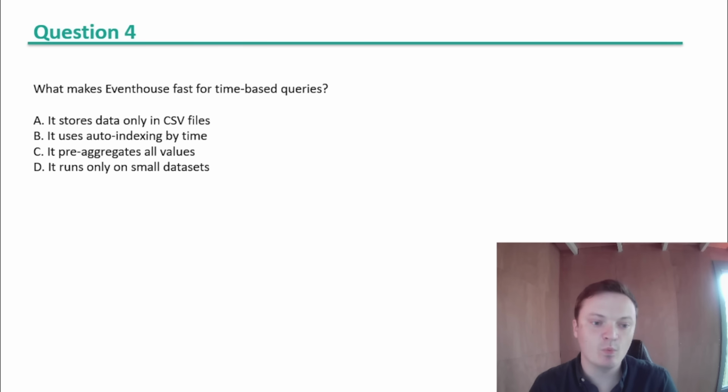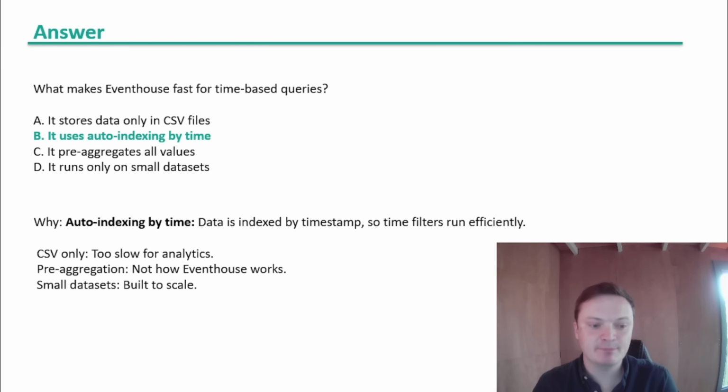Question 4. What makes Eventhouse fast for time-based queries? A. It stores data only in CSV files. B. It uses auto-indexing by time. C. It pre-aggregates all values. Or D. It runs only on small datasets. And the answer is B. It uses auto-indexing by time. Data is indexed by a timestamp, so time filters run efficiently.